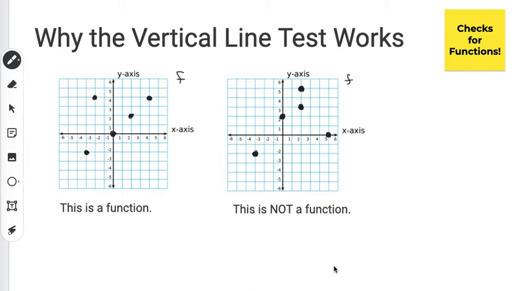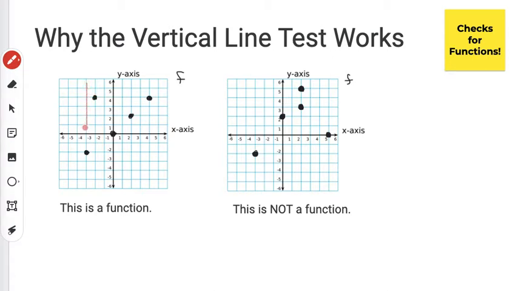Now how the vertical line test works is you're going to draw a vertical line on the graph. And I'm going to choose the color red for this. So both of these graphs are going to be sets of ordered pairs. And what I'm going to do is I'm going to draw vertical lines down this graph. And it's going to go through the points.